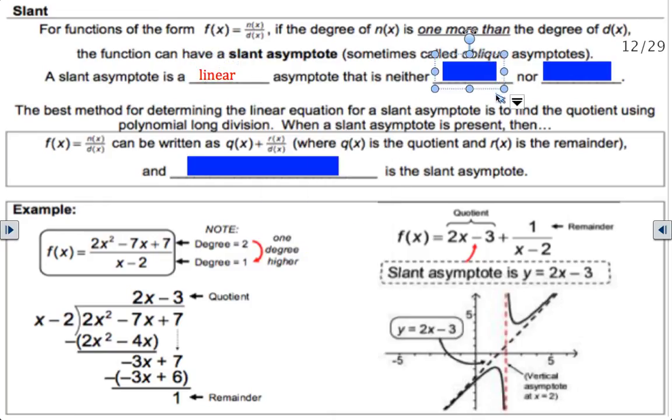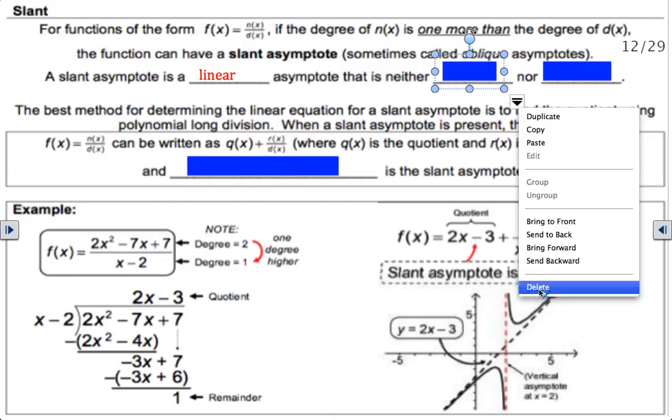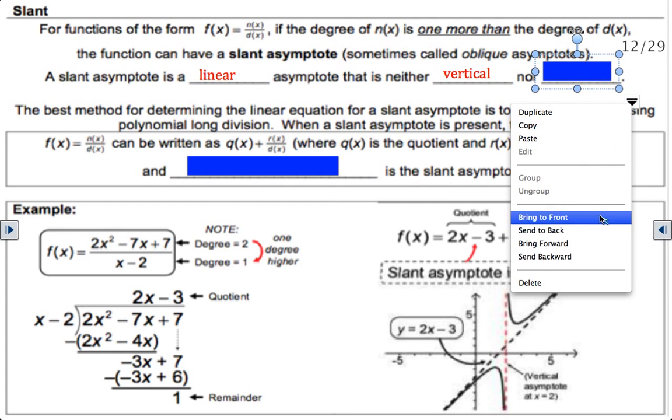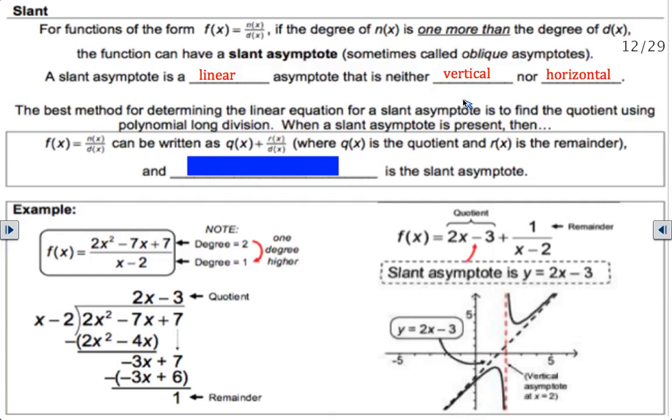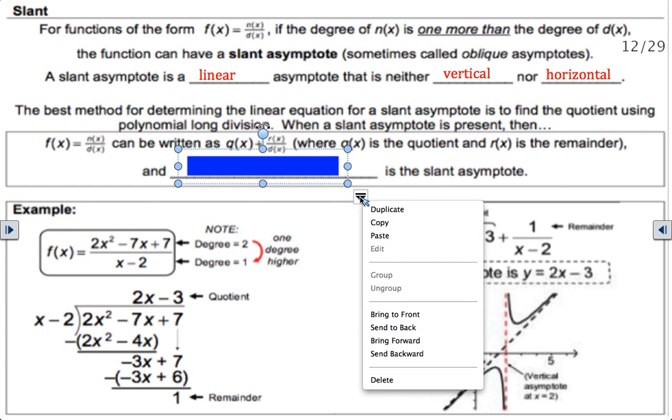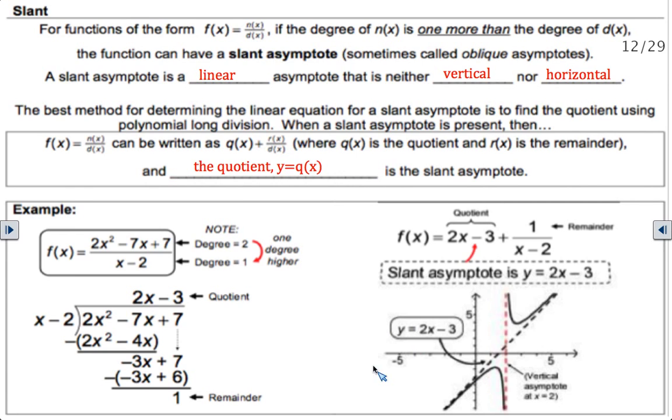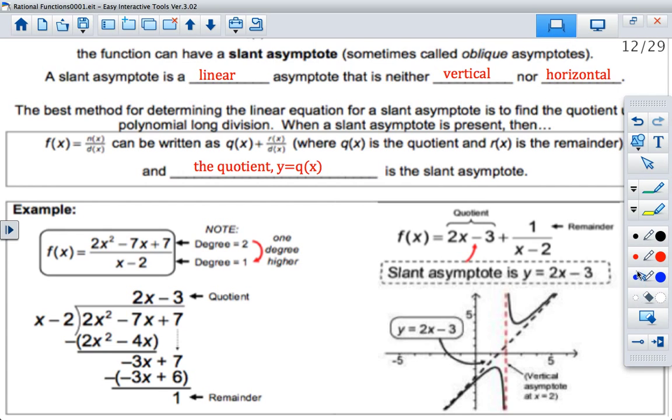So a slant, some places they call it slant, some diagonal, some oblique, all the same thing. It just depends on the terminology. A slant asymptote is a linear asymptote that is neither vertical nor horizontal, and instead it's going to be at a diagonal or slant. To find the equation for your slant asymptote, you're going to divide your numerator by your denominator, and then whatever your quotient is, that's going to be where your diagonal asymptote is.